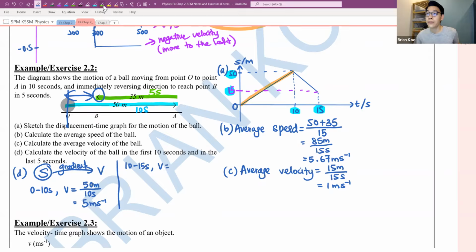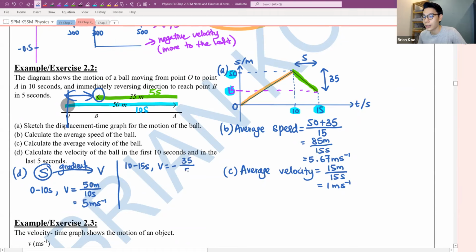This one, be a bit careful, because slanting this way, going down, is a negative gradient. Velocity is negative. What is the y distance? 35. What is the x distance? 5. Okay, it's y over x.